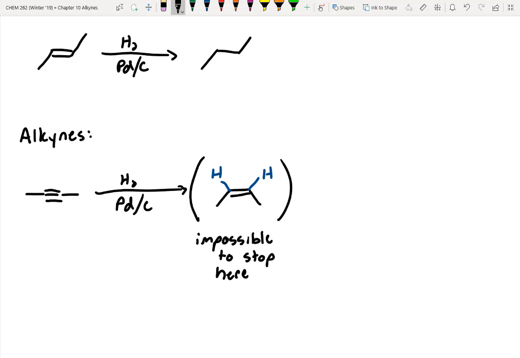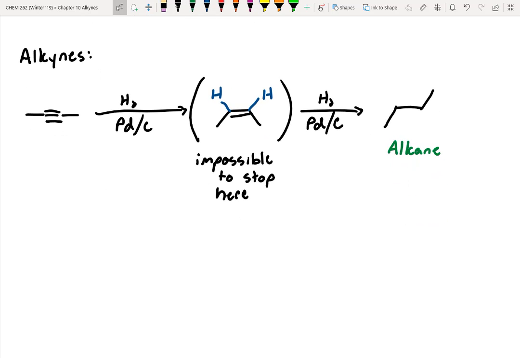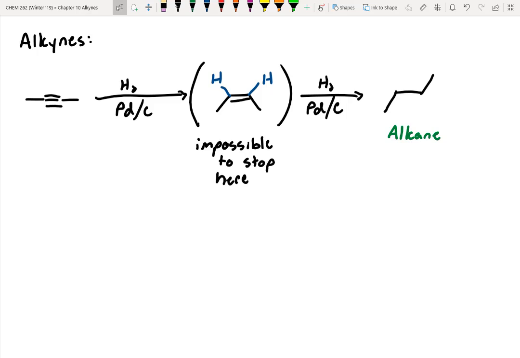The reason it's impossible to stop there is that alkene is actually more reactive towards hydrogen than your starting alkyne. And so if you have additional hydrogen around and palladium on carbon, what do you think you'll get out at the very end? Yeah, you'll just get your alkane. So with hydrogenation of alkynes, you can overshoot and go straight to an alkane, which is pretty nice. However, it kind of depends on the situation. Sometimes as a chemist, you might want to stop at that intermediate, so go from an alkyne to an alkene. And let's talk about some workarounds to avoid that impossible intermediate for this traditional hydrogenation.